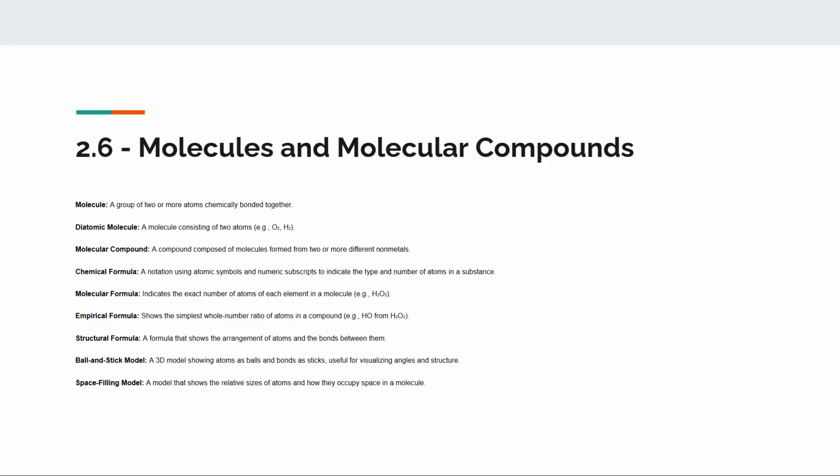Point six, molecular compounds. Have here that a molecule is a group of two or more atoms chemically bonded together. Diatomic molecules are molecules consisting of two atoms.